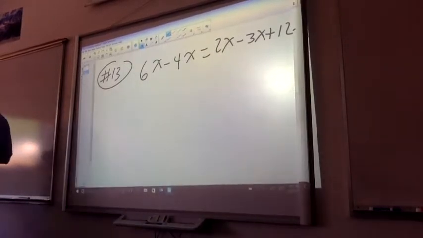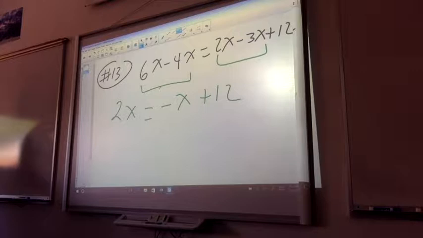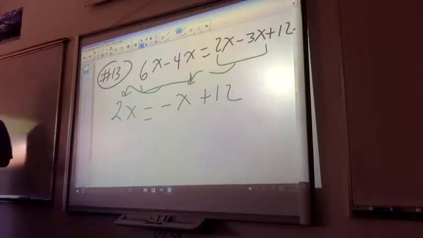All right, so if you go to work this out, first thing I would do is take care of these like terms right here first. Don't go moving anything yet. And then you also have these like terms over here, so I'm going to combine those. On the left side, you get 2x. On the right side, you're going to get negative x, and then plus 12. So this yields this, and this yields that. Does that make sense? That wasn't moving anything from one side to the other.